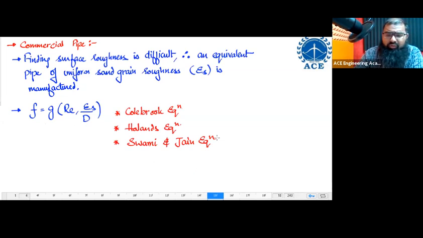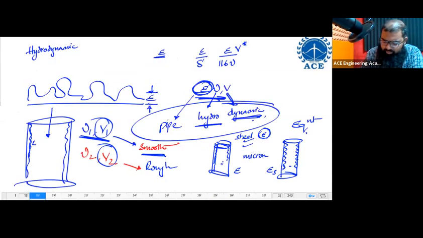There are more than 5-6 formulas in this particular format, which represent friction factor as a function of Reynolds number and epsilon upon d. Memorizing these formulas is very difficult. No need to memorize, not required also. I'll show you one problem where such a formula is used.